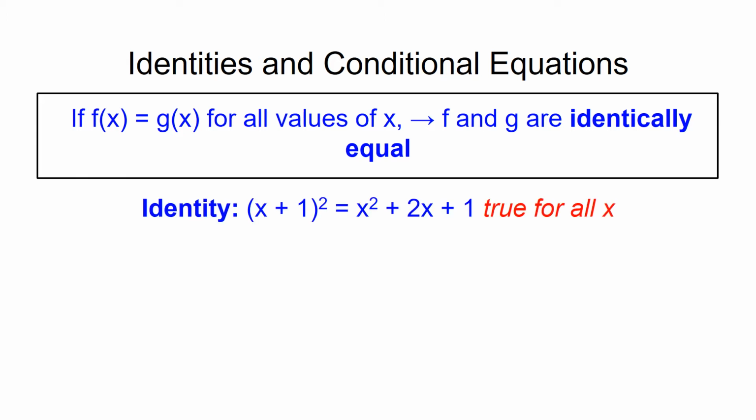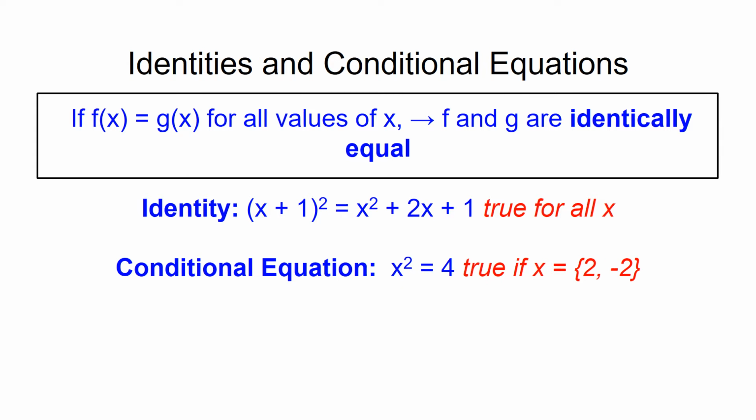Here's an example. The equation (x plus 1) squared equals x squared plus 2x plus 1 is true for any value of x. This equation is an identity. We can always substitute the expression on the left side of the equation for the one on the right side, and vice versa.